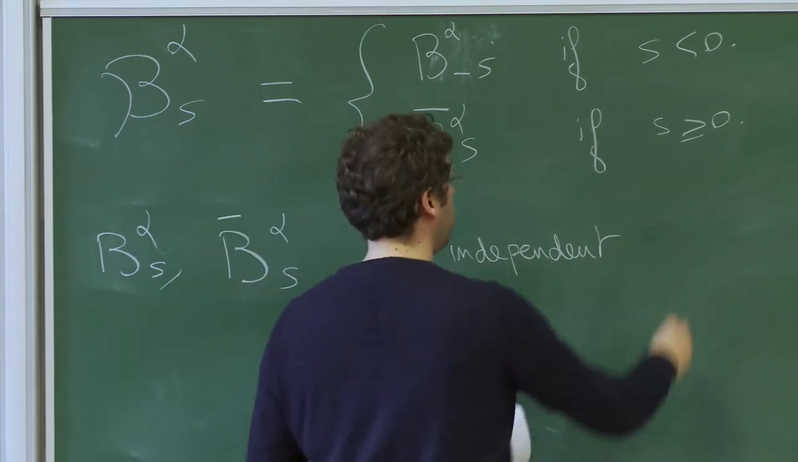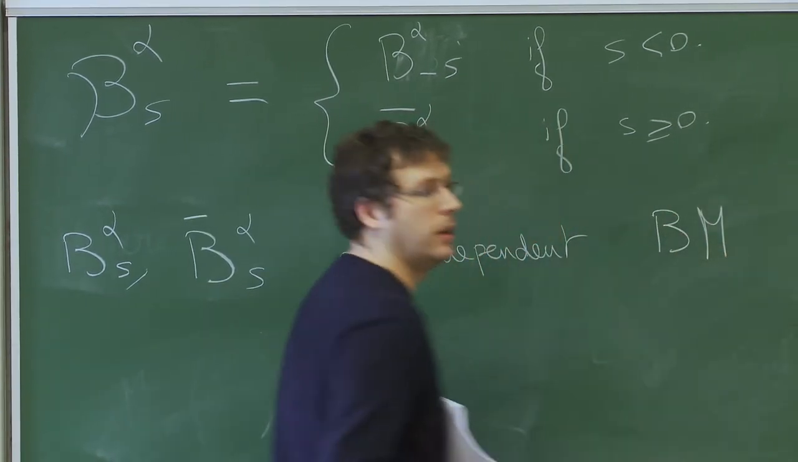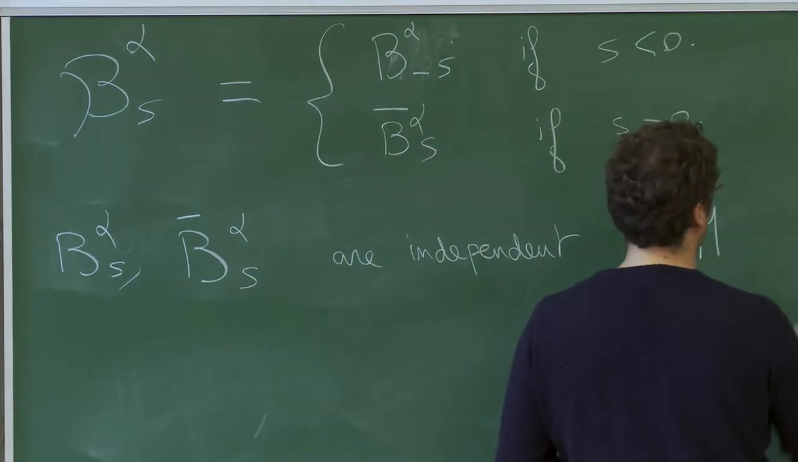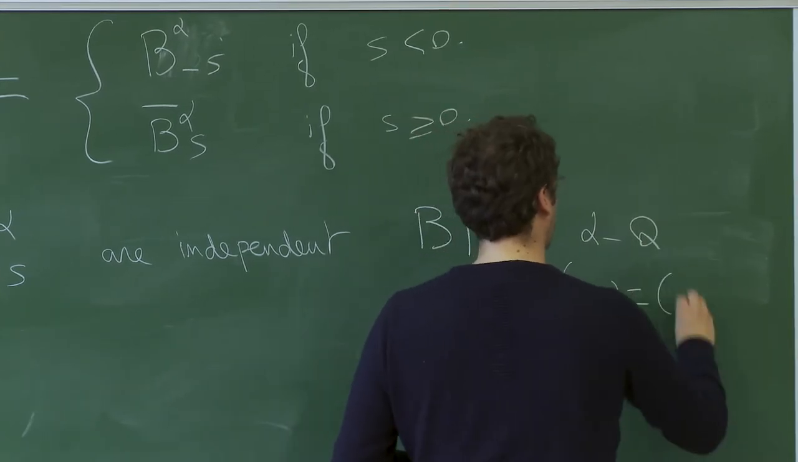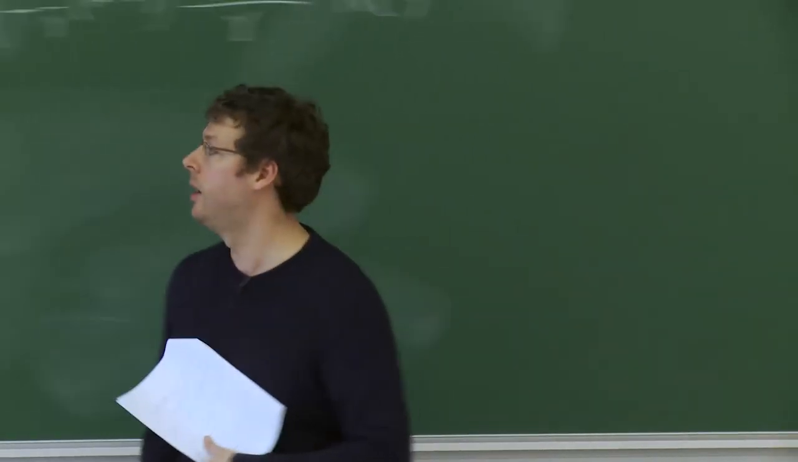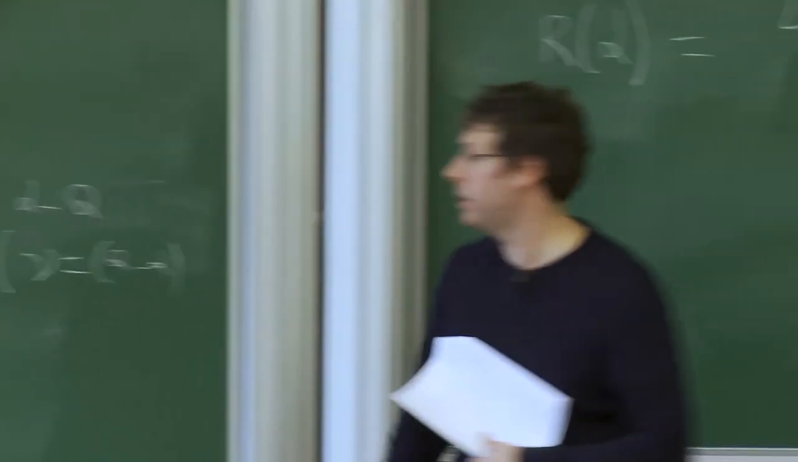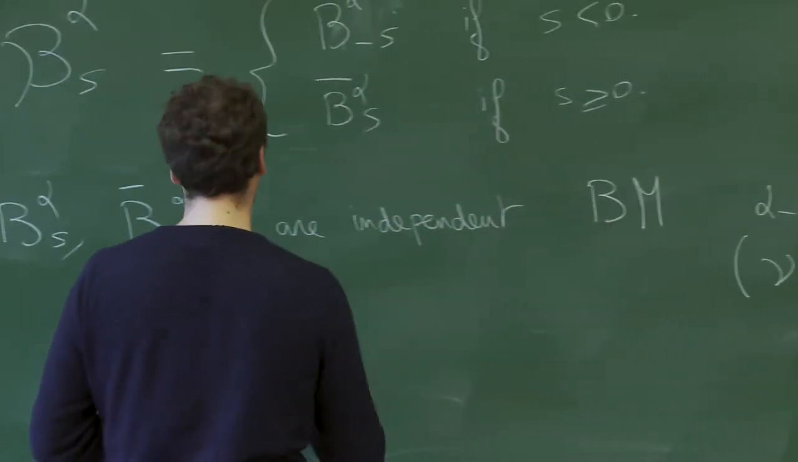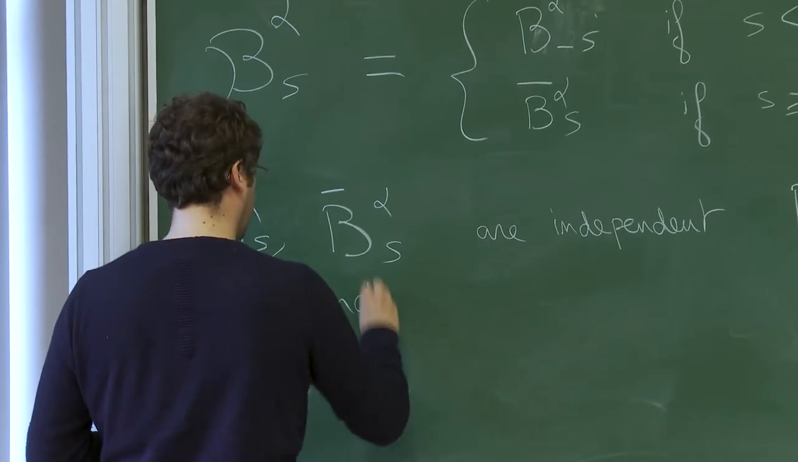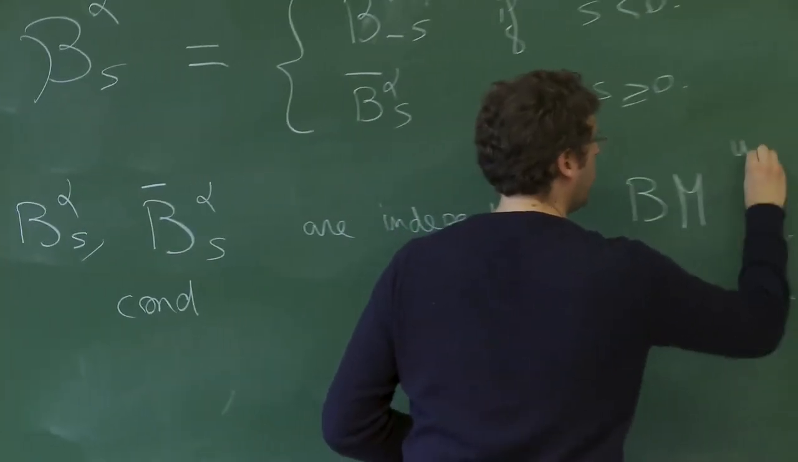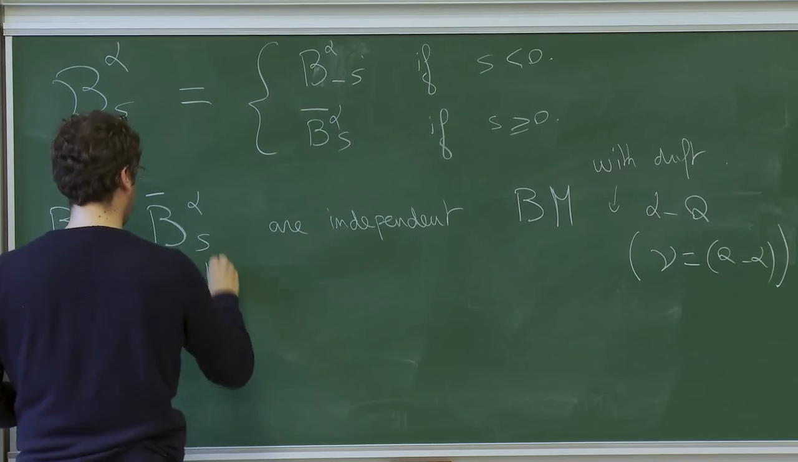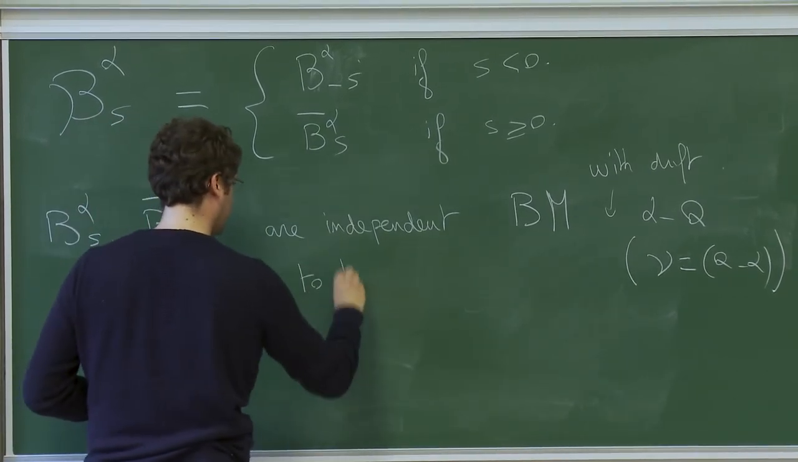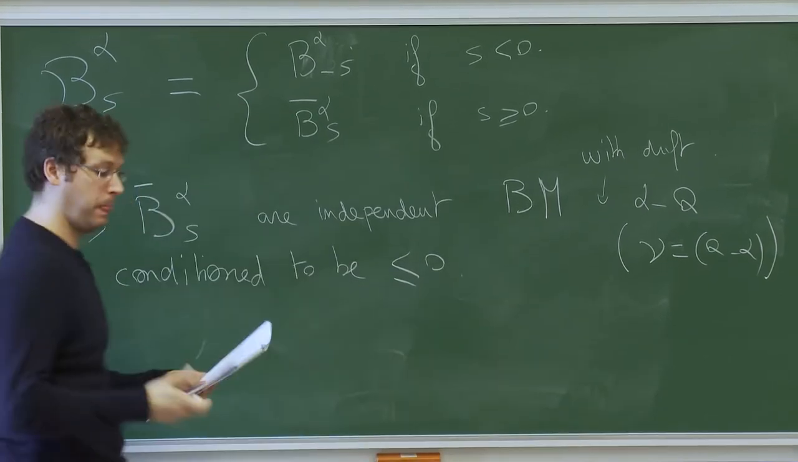So Brownian motions conditioned to be negative and with drift alpha minus Q, or in the picture that I just wrote, I take the drift to be minus nu with nu positive, and nu is given by Q minus alpha. So these are two independent Brownian motions with drift and conditioned to be negative, to be less or equal to 0.